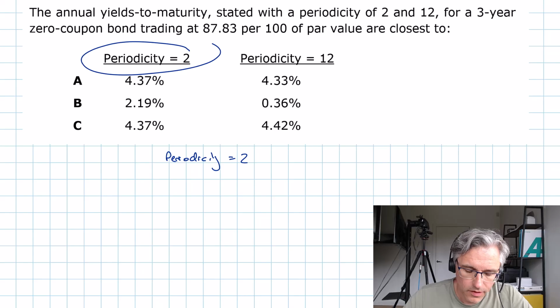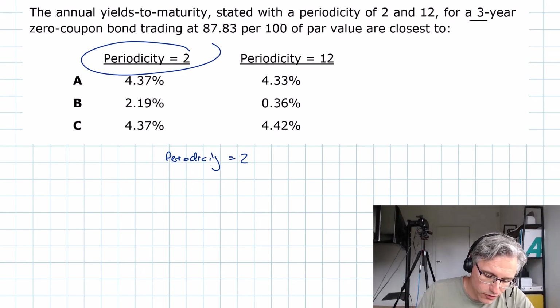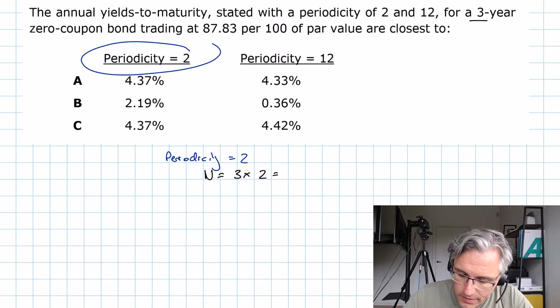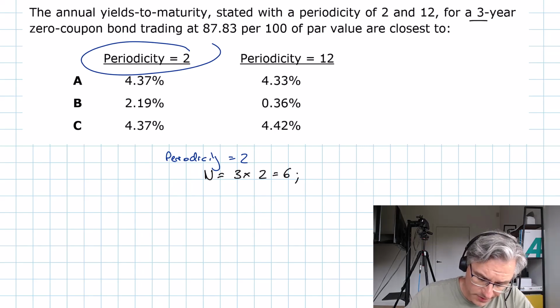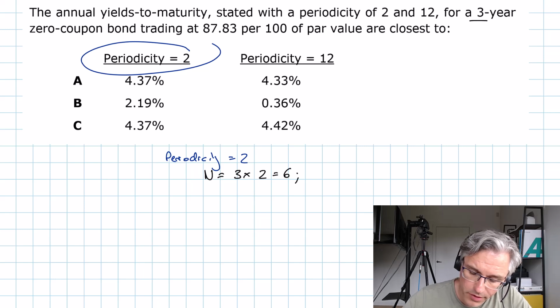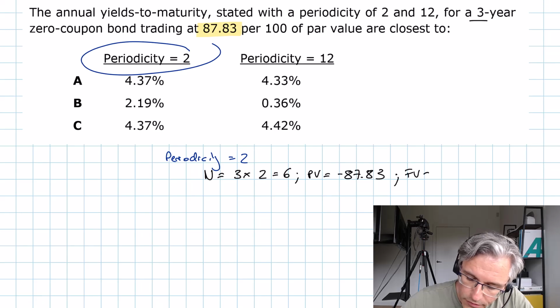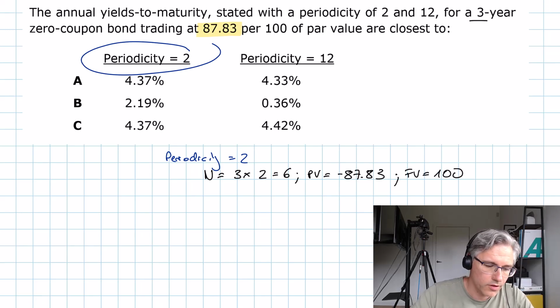It's a zero coupon bond with a 3-year life to maturity. So the only thing you have to do on your calculator is say, okay, 3 years times 2, the periodicity, that's 6 semi-annual periods. The PV is minus 87.83, because that's the current price of the bond. We know that FV, the future value, is simply the par, that's 100.